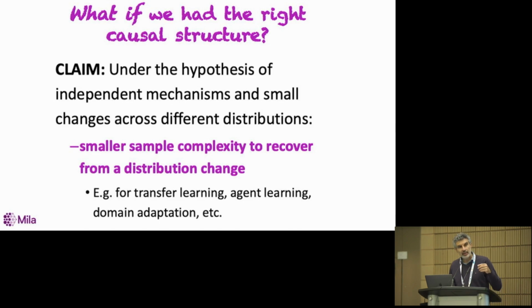So if the parts of the world that change can be captured by very few parameters tracking that change, then we have very small sample complexity to deal with that change. Or we can infer what the change is with very few examples. And I think this is a key to things like transfer learning, all kinds of agent learning, reinforcement learning, domain adaptation, the sort of robustness that Leon was talking about, and so on.